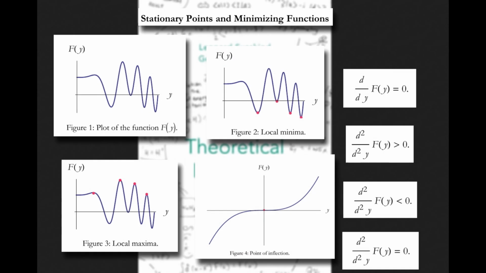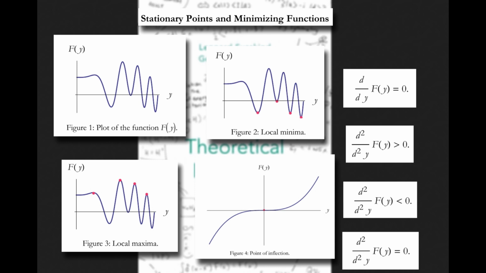Stationary points and minimizing functions. Let's look at a function of y that we call capital F. See Figure 1. Figure 1. Plot of the function F(y). Notice that there are places on the curve where a shift in y in either direction produces only an upward shift in F. These points are called local minima.